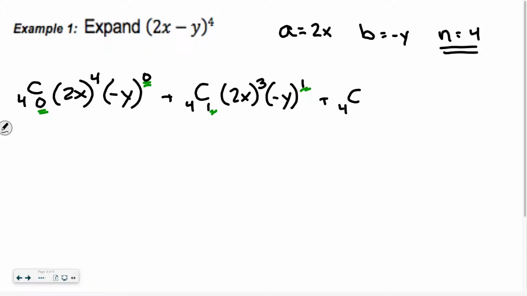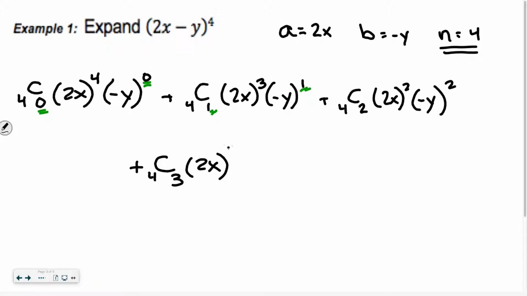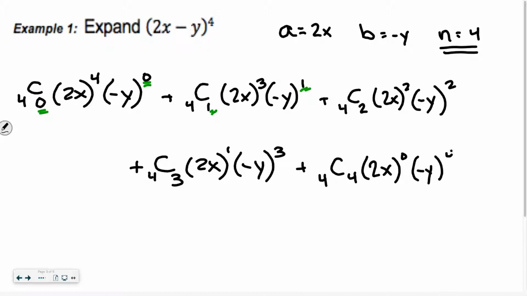Plus a combination of 4 choose 2, 2x squared, negative y squared. And I just keep going until I get to that last n choose n, right? So I still have to do, I'm going to give myself a little bit of space to write some of those. 4 choose 3, this is going to be 2x to the first and negative y cubed. And this is going to be 4 choose 4, this is going to be 2x to the 0 and negative y to the fourth.